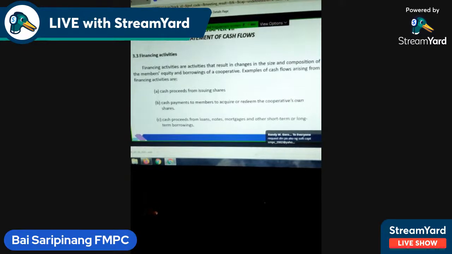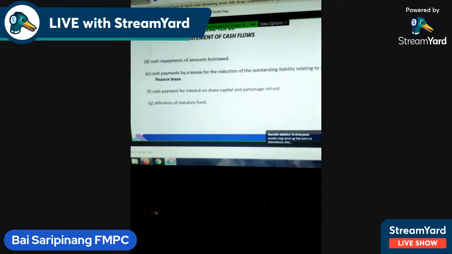So, we still have some examples there. Examples are the cash proceeds from issue of shares. Of course, this affects our equity. And the cash proceeds from loans, notes, mortgages, and other short-term or long-term borrowings. That is why these affect our members' equity and borrowings in our cooperative. That's why they are called financing activities. And further examples include cash payment of amounts borrowed.